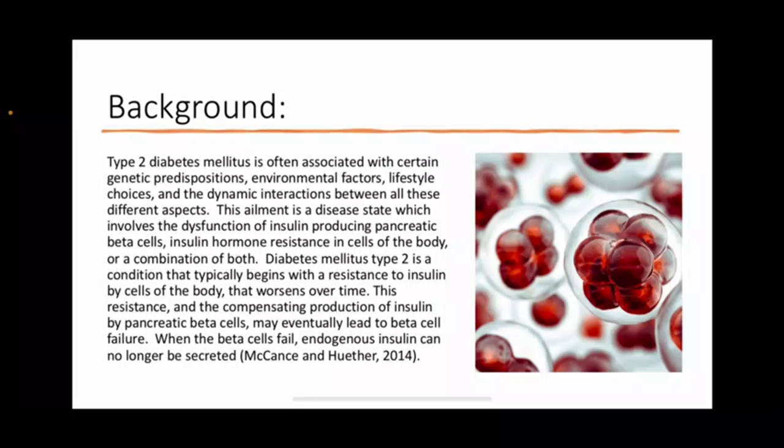Diabetes mellitus type 2 is a condition that typically begins with the resistance to insulin by the cells of the body that also worsens over time. This resistance and the compensating production of insulin by pancreatic beta cells may eventually lead to beta cell failure. And as a result of the beta cells failing, endogenous insulin can no longer be secreted.